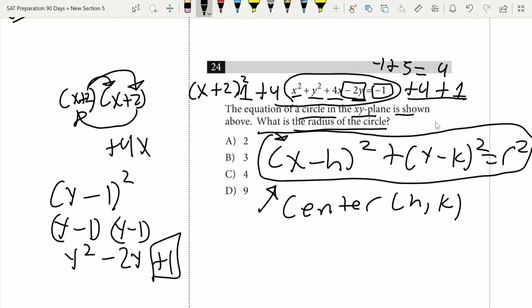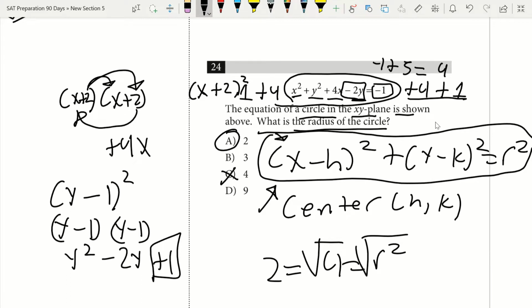Now keep in mind, 4 is not my correct answer because that's my radius squared. So 4 is equal to my radius squared. So I have to square root each side to solve for my radius, and I know the square root of 4 is 2, so my answer there is going to be A.